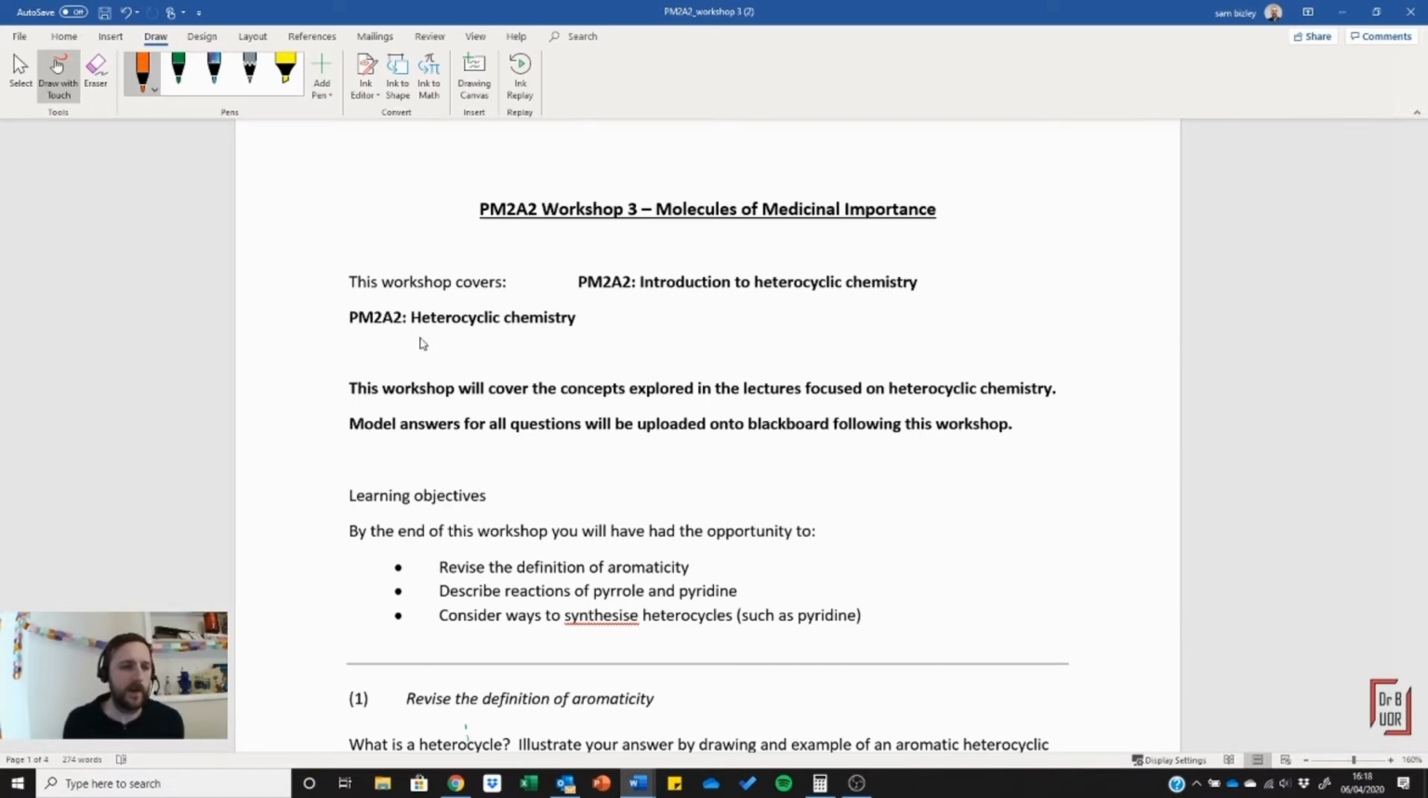So this third one's all about heterocyclic chemistry. Again, it's about introducing these sorts of concepts and these types of molecules, seeing why they're important in drug discovery or drug development, and making you more confident with how to handle them and how they react, because they're super important in terms of how drugs are synthesized or how they react with particular targets. So it's important that we have covered these key factors.